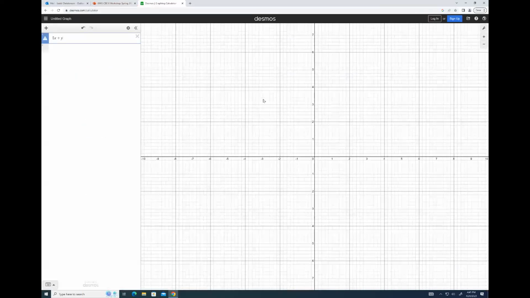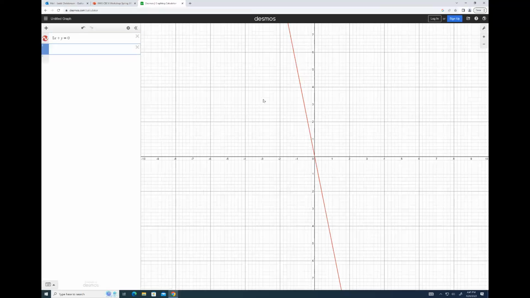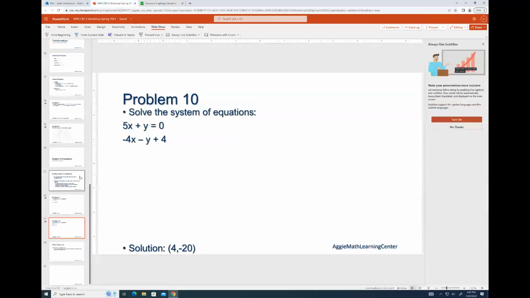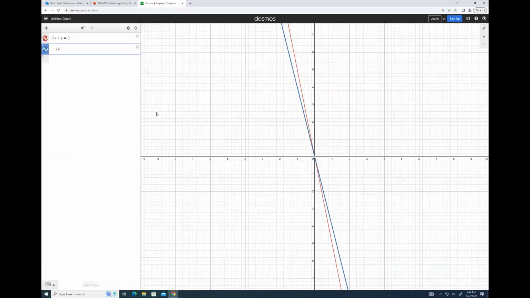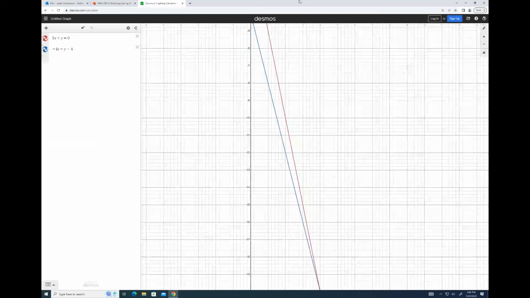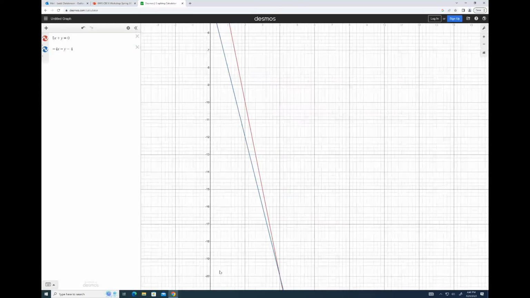Okay, and then we press enter, and then we can plug in our second equation, which was negative 4x minus y equals 4. And if we scroll down to the point that we solved for, which was down here at negative 20, we see that intersection, which confirms to us that we solved this system of equations correctly.